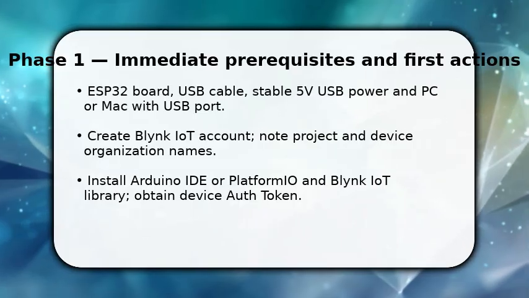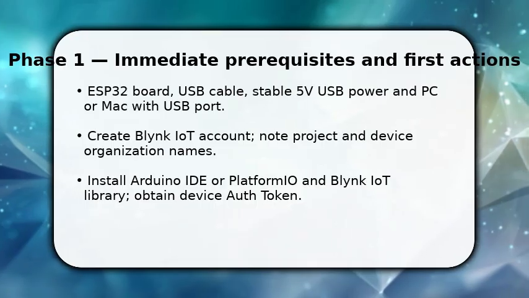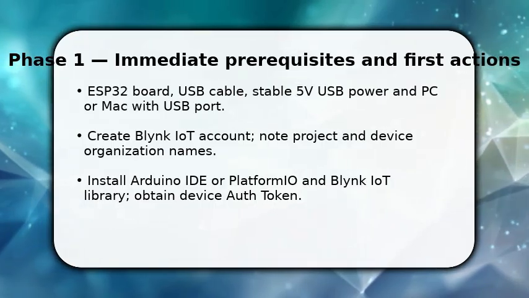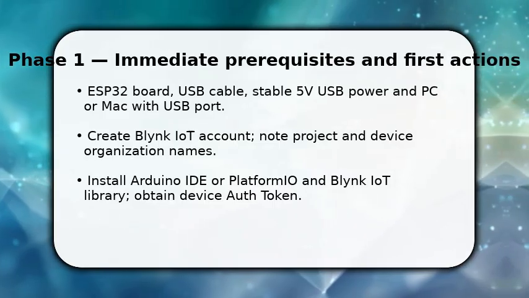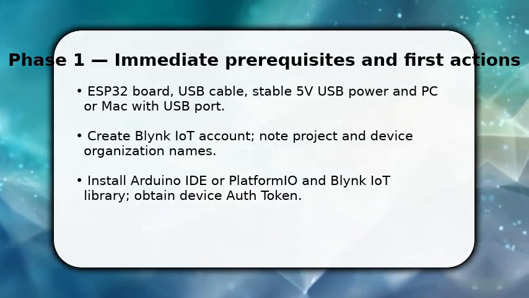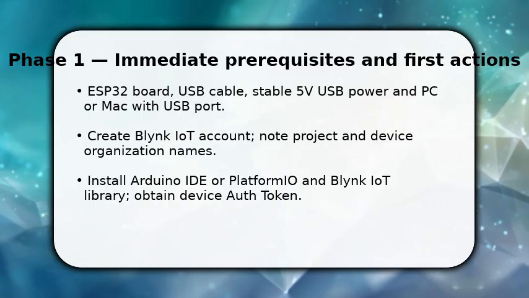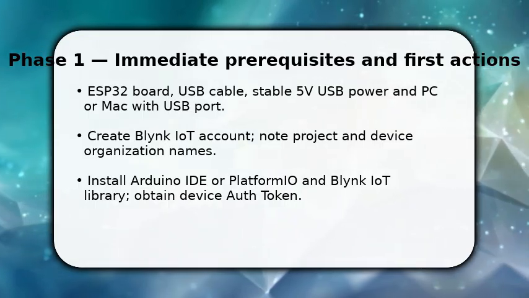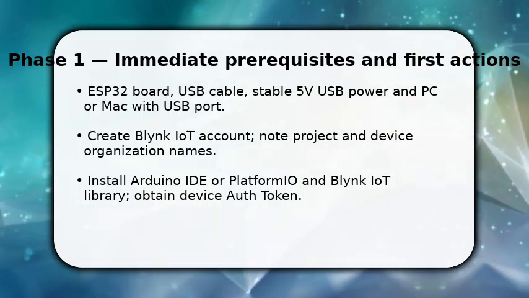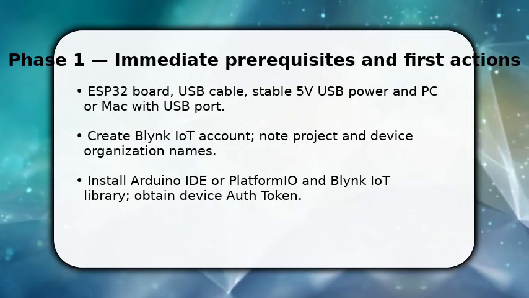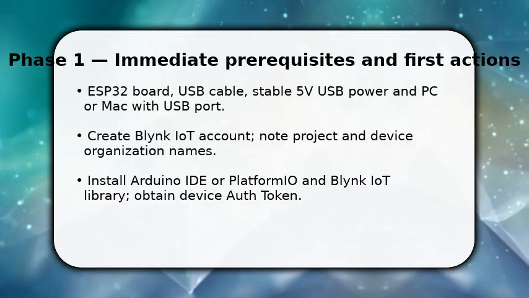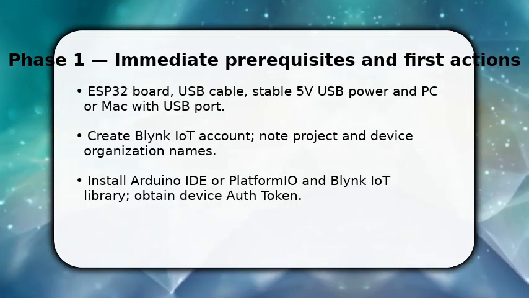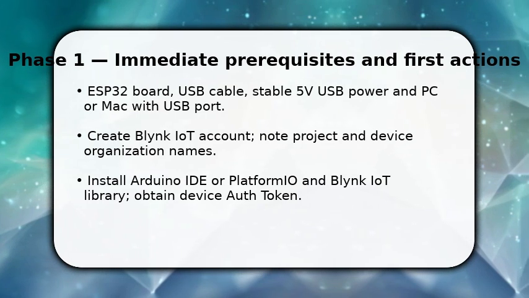You will start by putting hardware and accounts in place so you can move fast. Plug your ESP32 into the PC and confirm the board enumerates. Once done, create a Blynk IoT account and sign in. Make sure to install the Arduino IDE or PlatformIO and add the Blynk IoT library. This provides the helper functions. Finally, register a new device in the Blynk console and copy the auth token to a text file. You will paste it into firmware later.